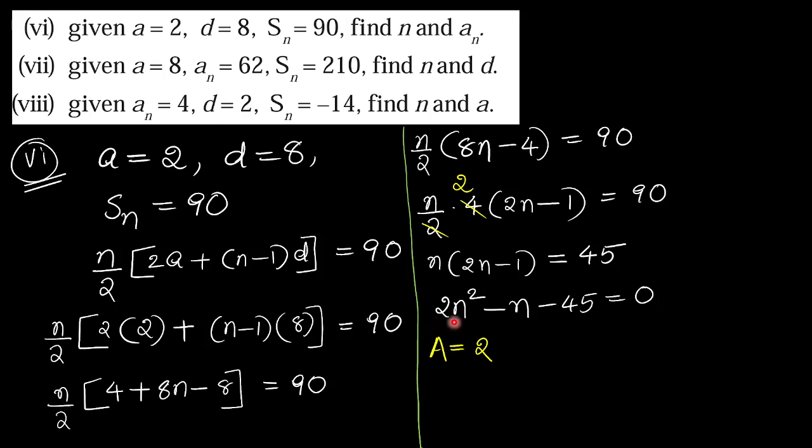The first coefficient is said to be A, which is 2. The second coefficient is denoted by B, which is minus 1. Third coefficient is C, which is minus 45. The sign to be considered when you write the coefficient. First one is A, second one is B, third one is C.